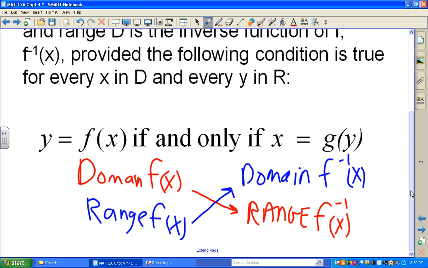For every x in d and every y in r, y equals f of x if and only if x equals g of y. Yeah, that's a really technical way of putting it. That's pretty much the same thing. All right?